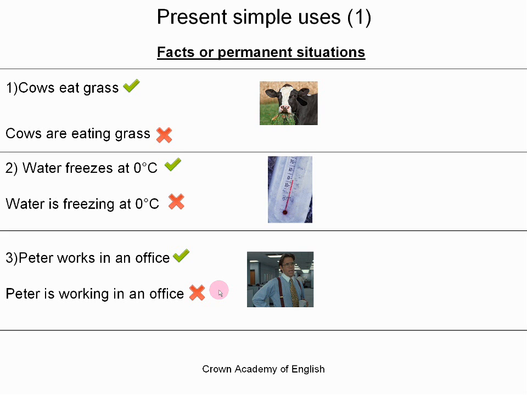Oh, just for information, this is a photograph from a very, very good movie called Office Space. I really recommend, if you like comedy films, I strongly recommend you watch this film. It's called Office Space, so look it up. It's very, very funny. The character in the photograph is the boss. He's the manager of an office, and he's very, very funny.